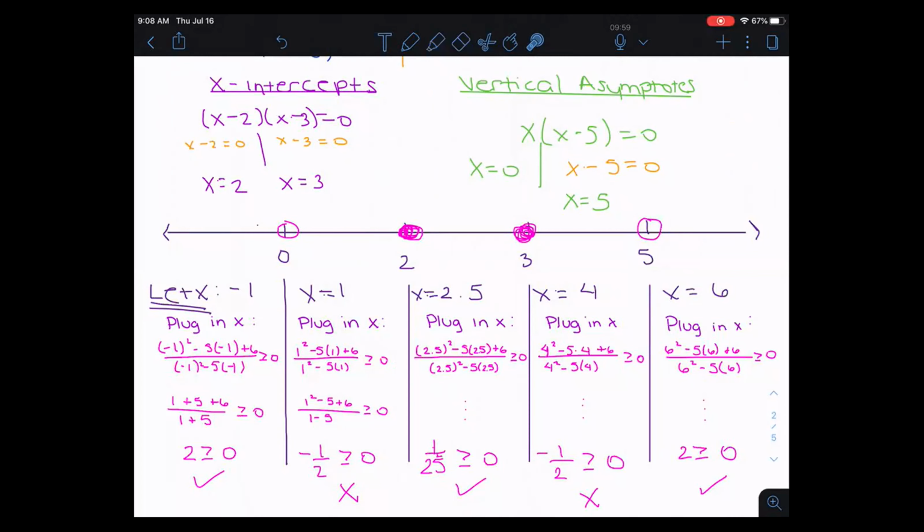Just be aware that if there are any holes, once you get a hole, that is going to be a new little hole in your x. It's kind of like adding a different point, and you're just going to test anything in between there. And now let's see what we get. So it did work between 2 and 3, and it worked after 5.